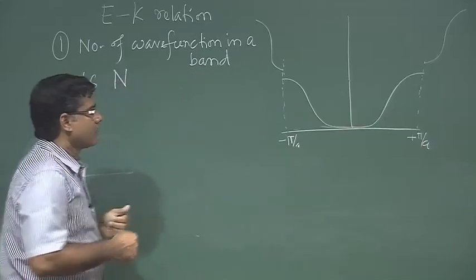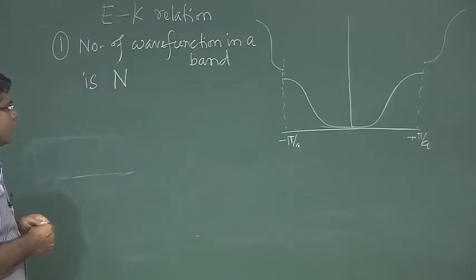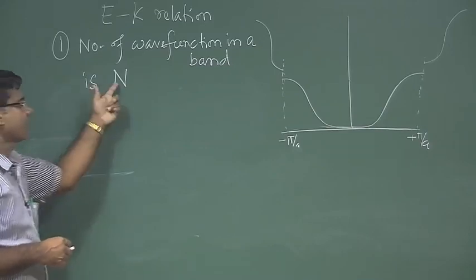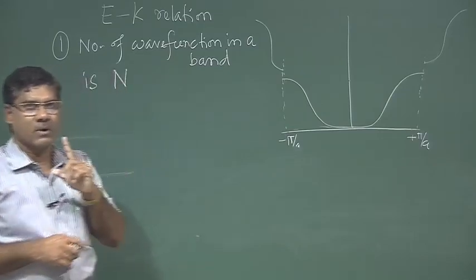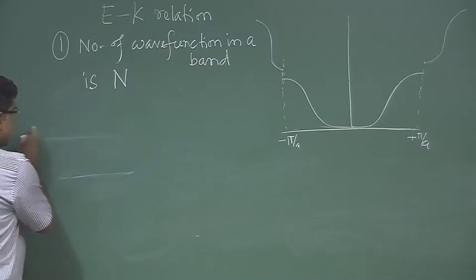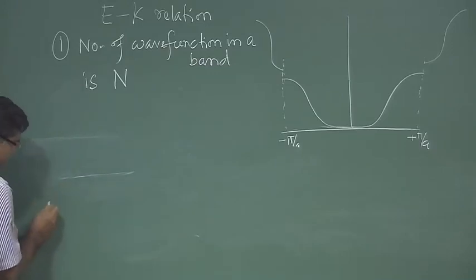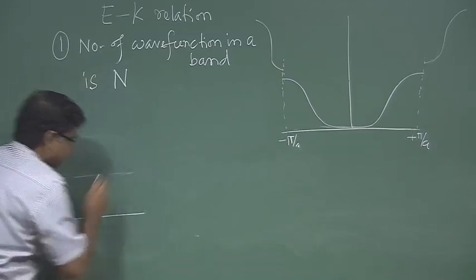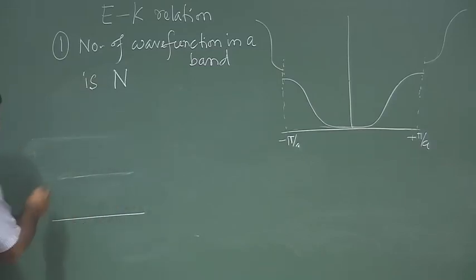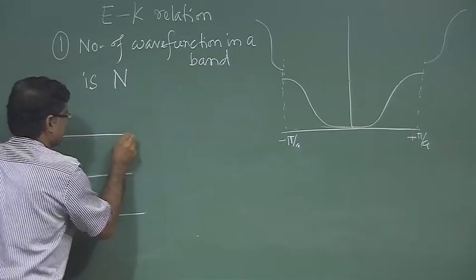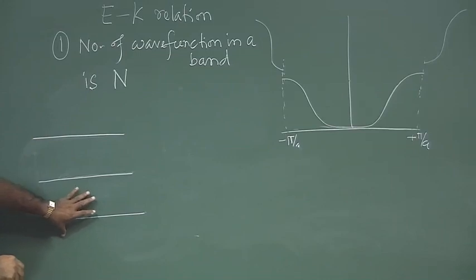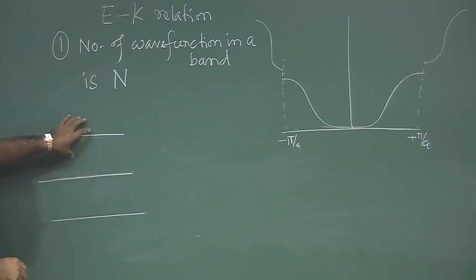an energy band. Now, how many energy levels will be there? If there is one primitive unit cell in that finite crystal, then in each band you will get one line. In each band you will get one line. Right. So this is for first Brillouin zone, second Brillouin zone, third Brillouin zone, etc. There are many bands. Okay.